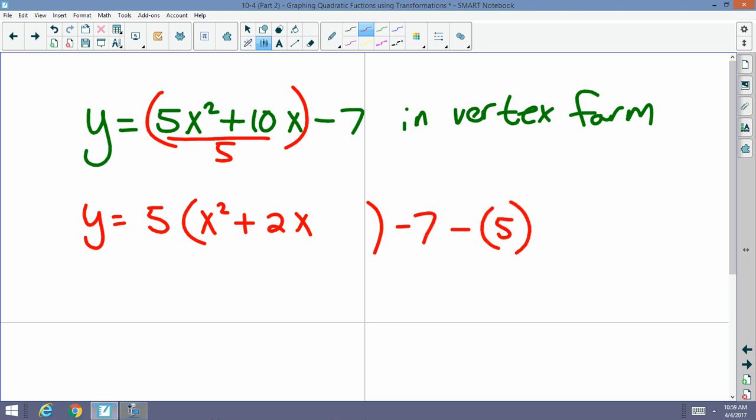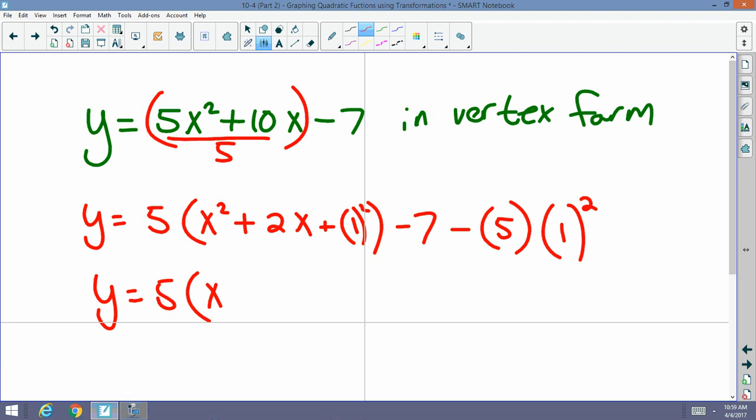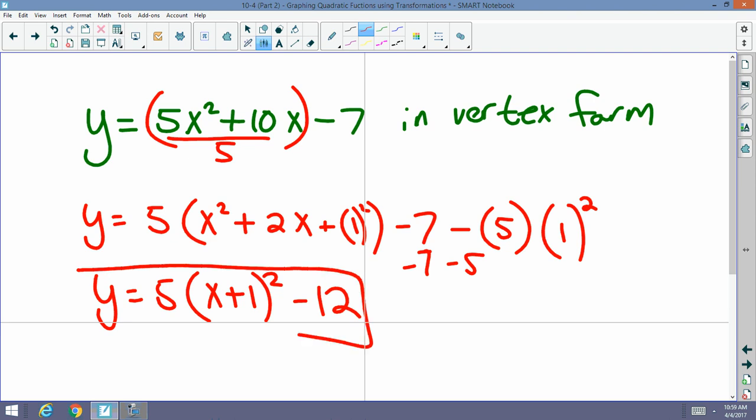Is everyone with me? Now complete the square. Plus b over 2 squared. 2 over 2 is 1, so 1 squared. I've got to multiply that by the a. Is everyone with me? And now it's Mickey Mouse time. 5 times (x plus 1) squared. And then I've got negative 7 minus 5, so that's minus 12. And ding dong, the witch is gone.